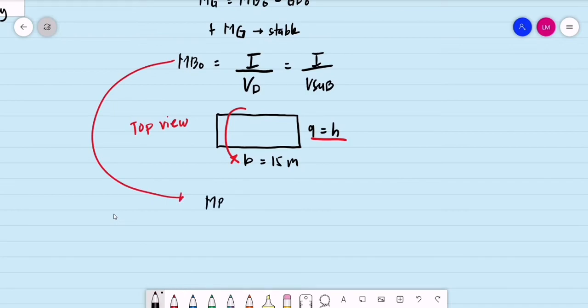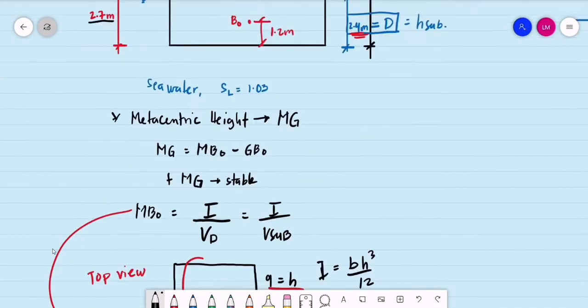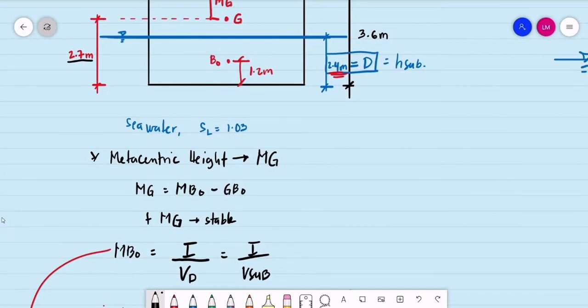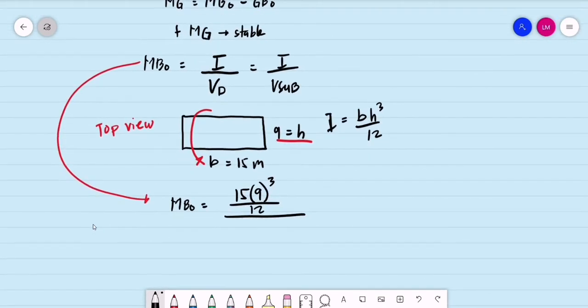So, MB sub O is equal to moment of inertia. Ano ba yung moment of inertia ng rectangular section? Ito yung BH cubed divided by 12. We have a base of 15. Yung depth natin ngayon magiging 9, yun yung H niya considering rolling. This is cubed, divided by 12. Divided by yung volume na nakalubog, yung height na nakalubog is 2.4. Yung dimension ng rectangular scow ay 9 meters by 15 meters.